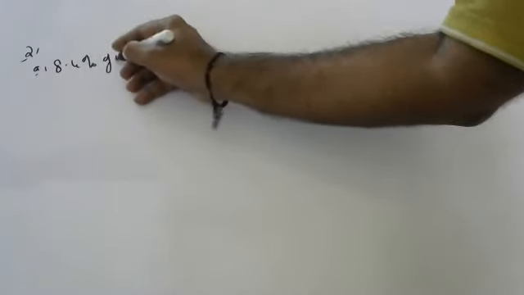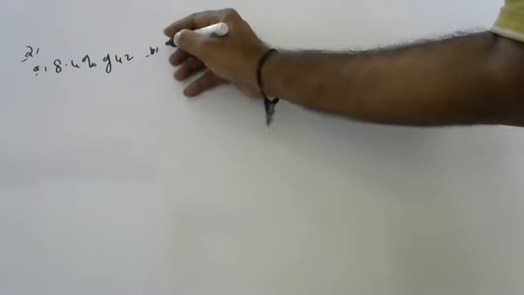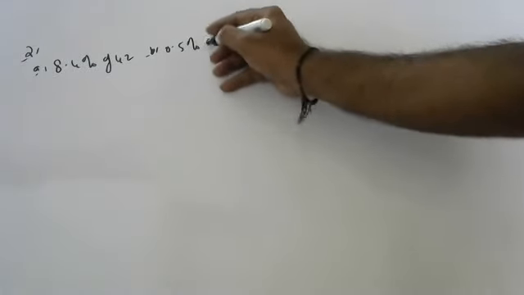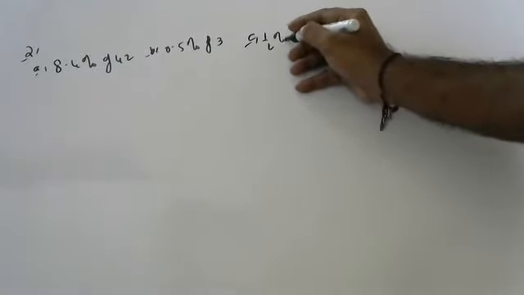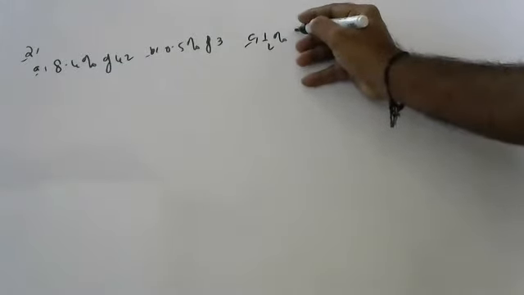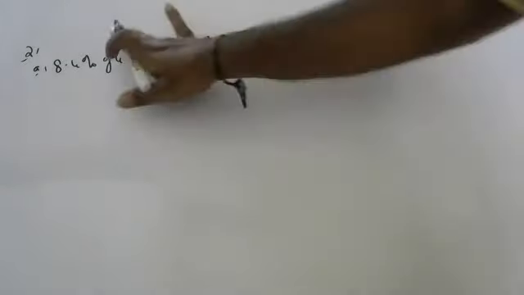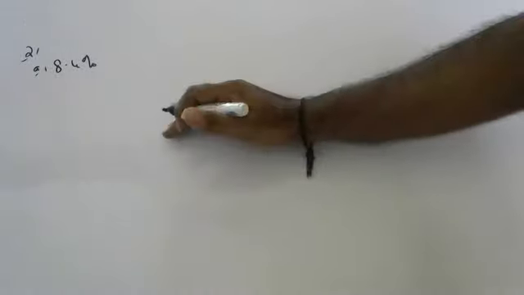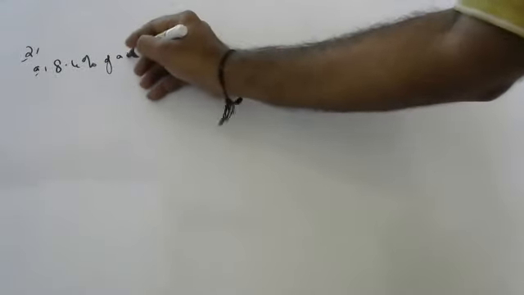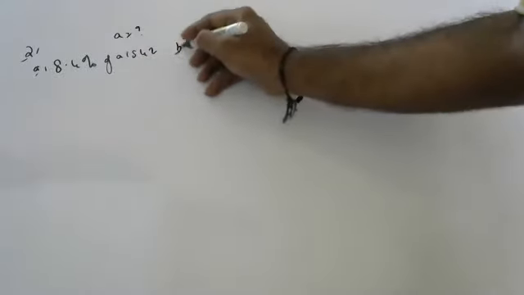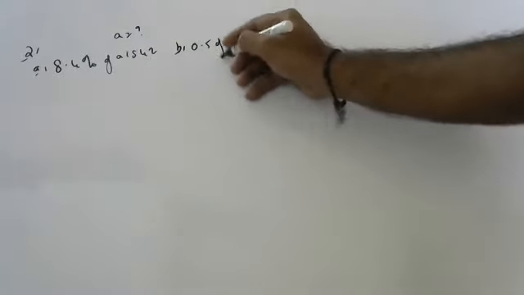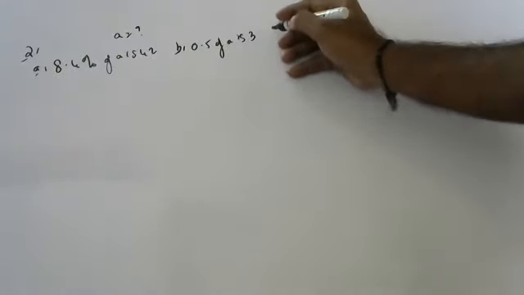8.4% of A is 42. What is A? We have to find A in all the cases, children. Next, 0.5% of A is 3. Find A.